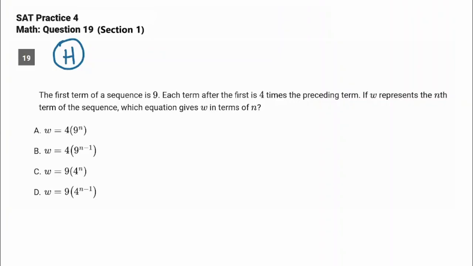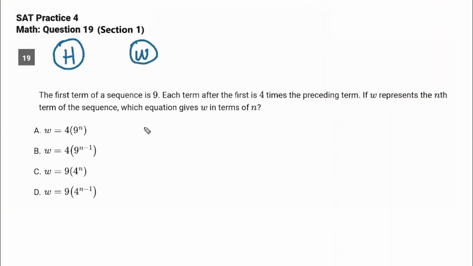All right, guys, this problem is a plug-in. How do you know? It's got letters crawling all over the problem and all over the answer choices. It says "in terms of." These are all clues that you're plugging in. What are you looking for? You're looking for W, so write it down and circle it.